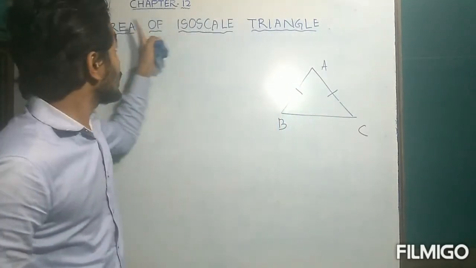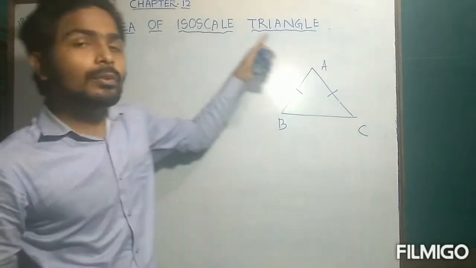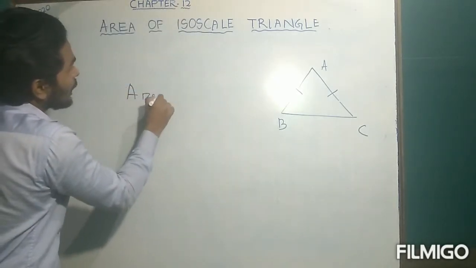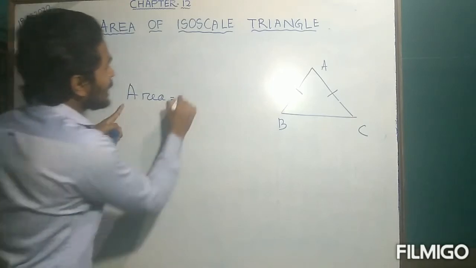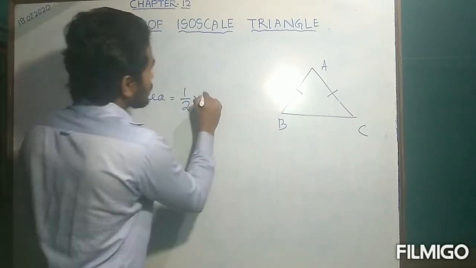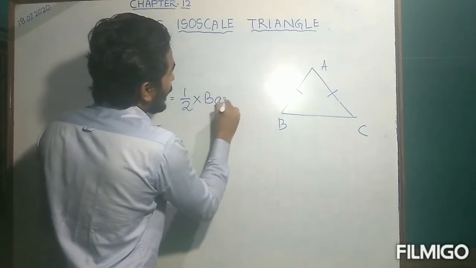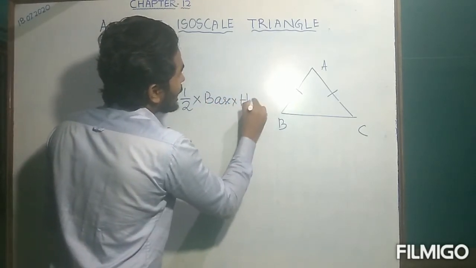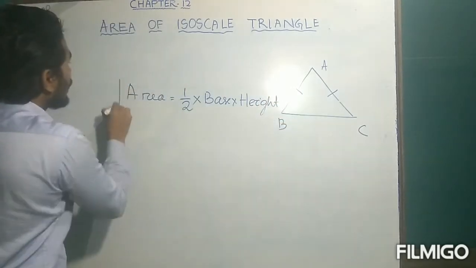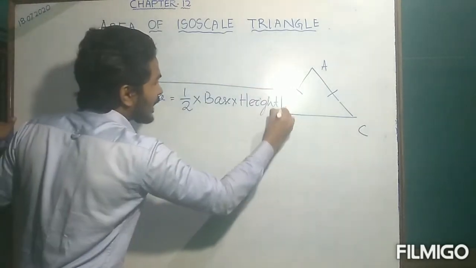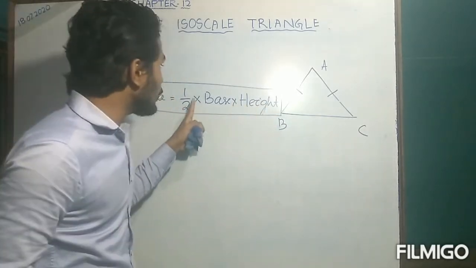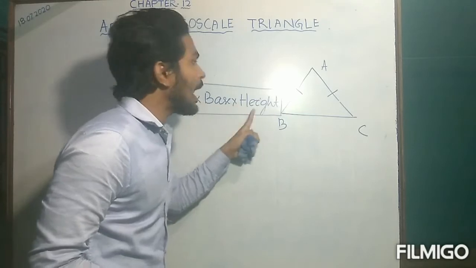Okay, so the basic area formula for an isosceles triangle, you have to keep in mind, is half into base into height. This is the basic area formula for an isosceles triangle. So the area is half into base into height.